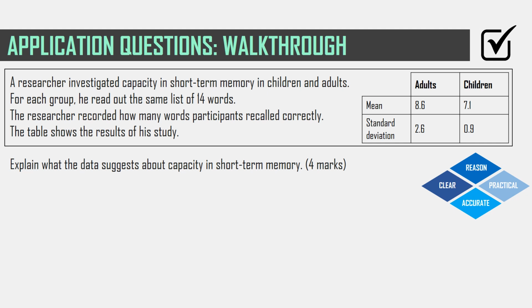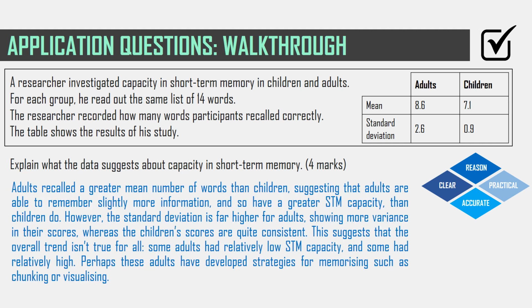And let's go. So, just looking at the table, you can hopefully see that the mean is higher for adults, which means on average, adults record more words. So that's what I'm going to start off by talking about. So I'm saying adults record a greater mean number of words than children, suggesting that adults are able to remember slightly more information and so have a greater STM capacity than children do. All right, that's the first half of the response.